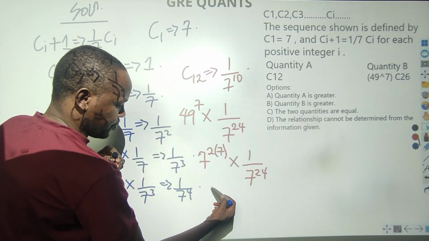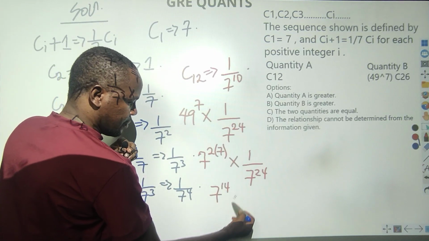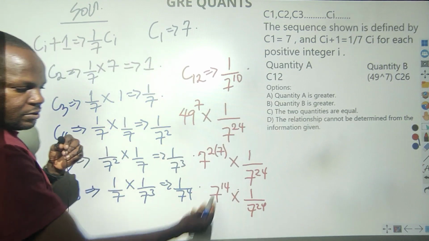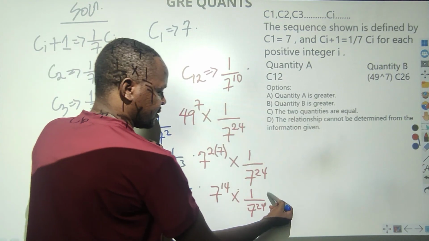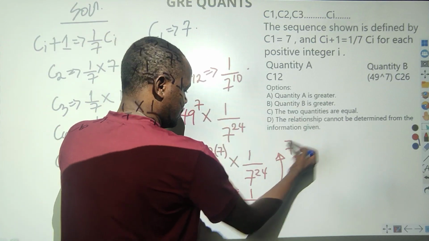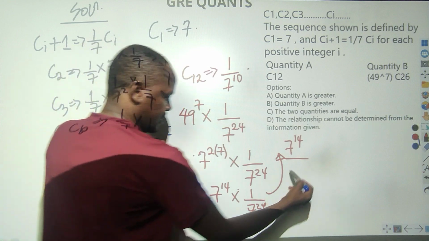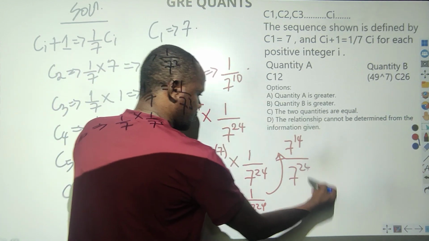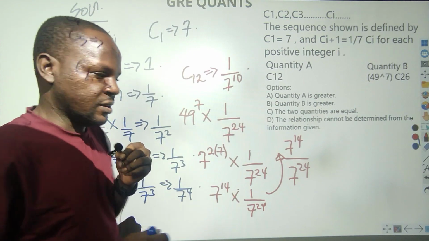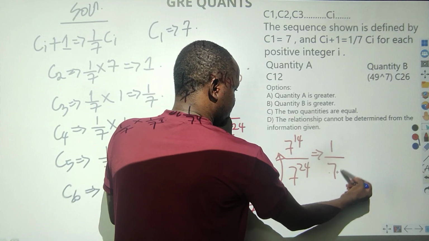So this is 7 raised to power 14. Admin, I hope I'm not cutting. Now multiply by 1 over 7 raised to power 24. So now you can see indices. Everything here is going to give us 7 raised to power 14 times 1 over 7 raised to power 24. Indices rule: when it is division, it is minus. So this is the same thing as 1 over 7 raised to power 10.